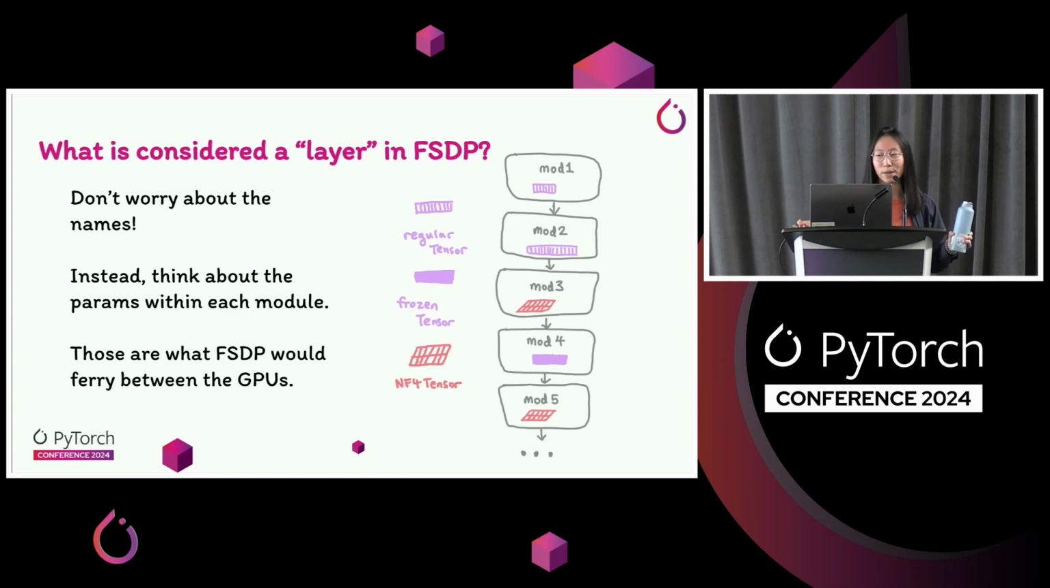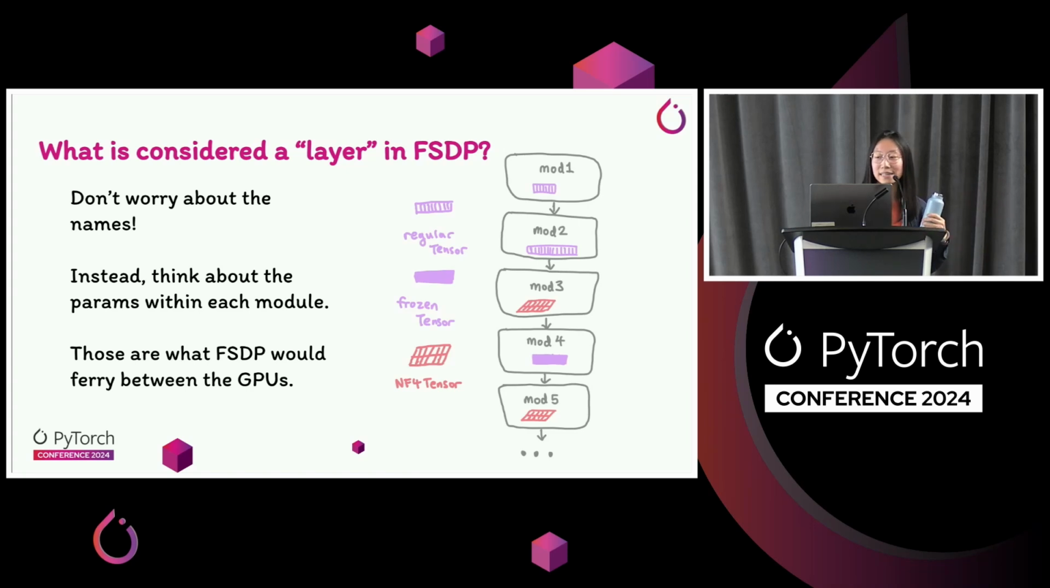What it does worry about is the parameters that belong to every module. So here in this example, just imagine mod 1 as having that little purple tensor. Here, the purple tensor is a regular normal plain tensor. If it's filled in, it means it's frozen. And if it's slanted, that's our NF4 tensor, which is when you've QLoRified your linear.